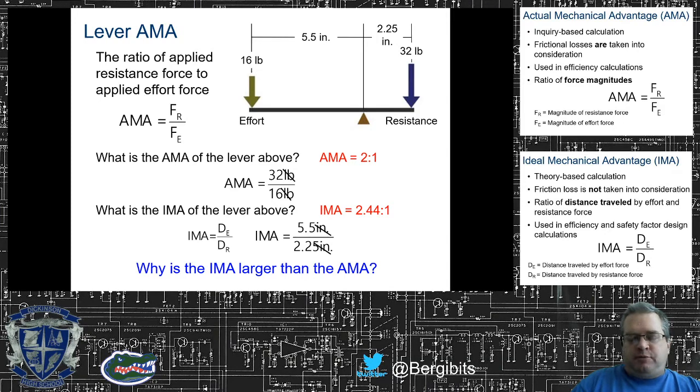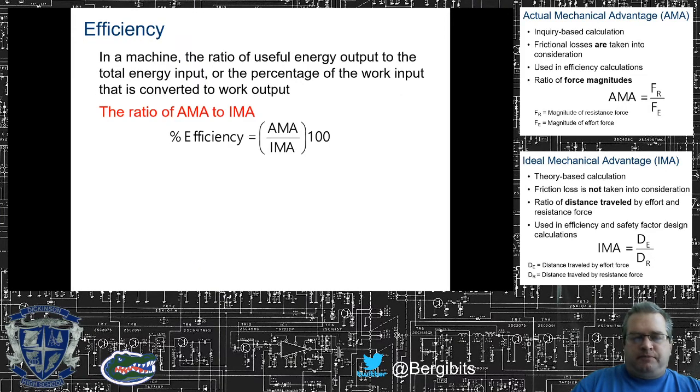And there are a couple of reasons why the IMA is larger than the AMA. You just have to put all the information together and come up with your own answer on that one.